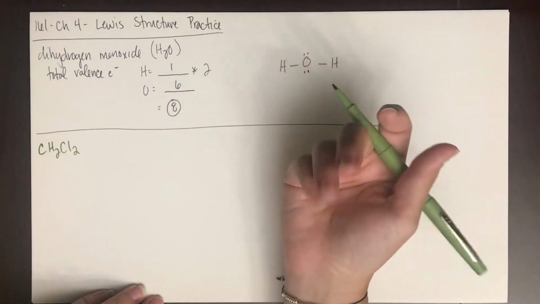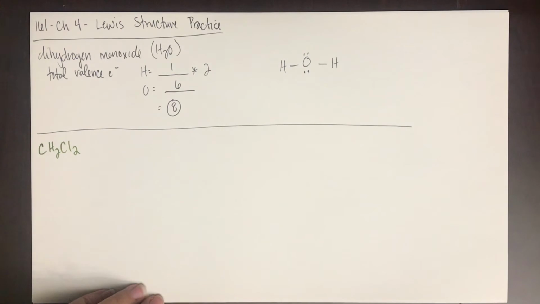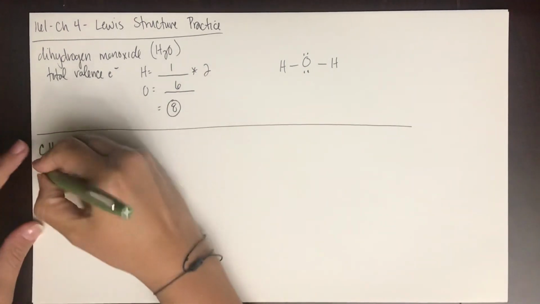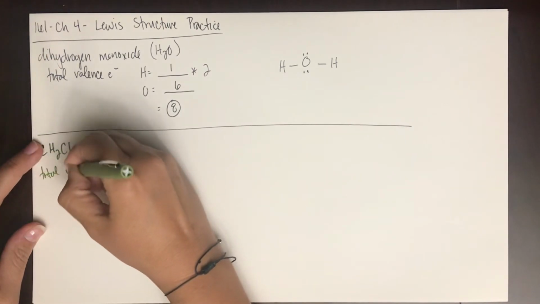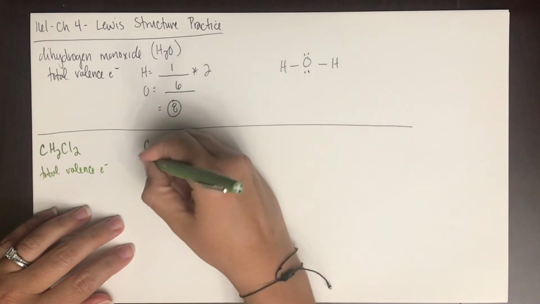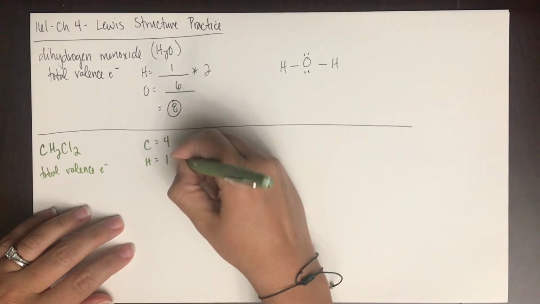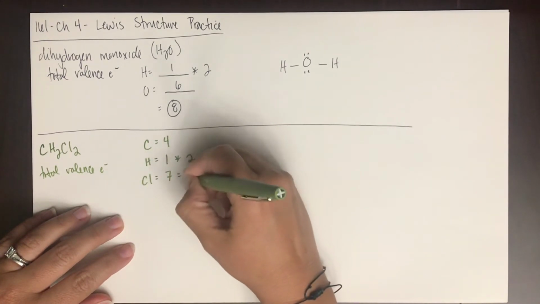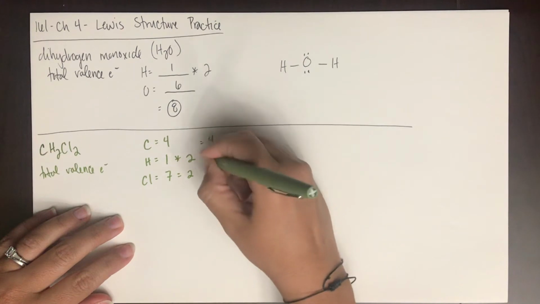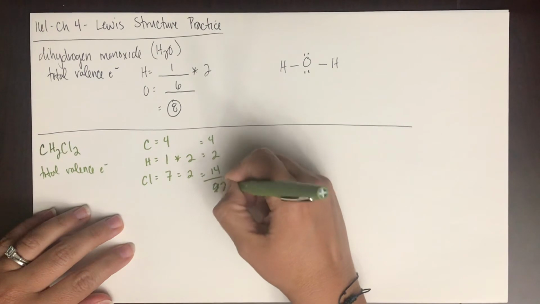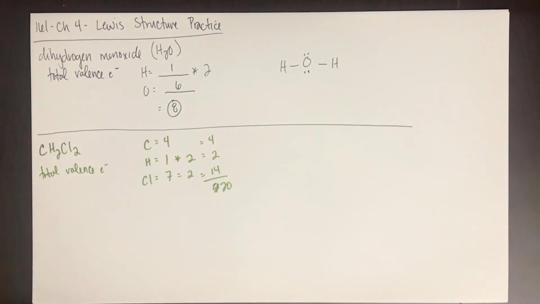So this is kind of a weird one because there are 3 different types of elements. Again, the one with the highest bonding capacity goes in the middle, which is carbon. But first, let's see what the total valence electrons are. Carbon has 4 valence electrons. Hydrogen has 1, and I have 2 hydrogens. And chlorine has 7, and I have 2 of them. So I have 4, 2, 14, which gives me 20 total valence electrons to distribute.